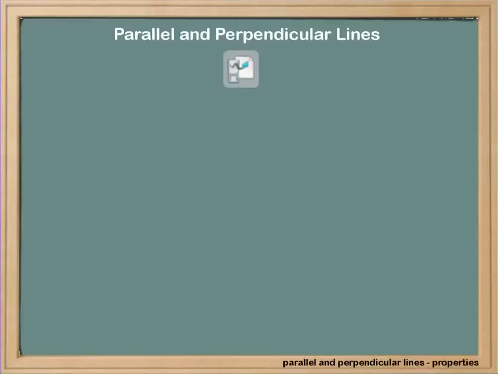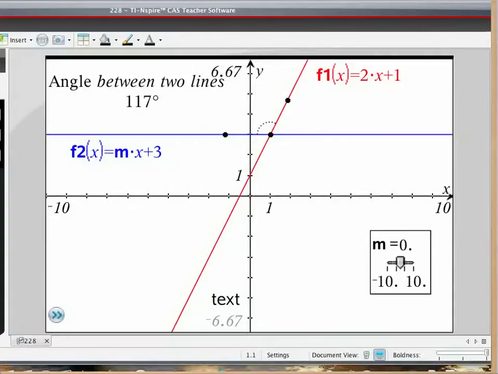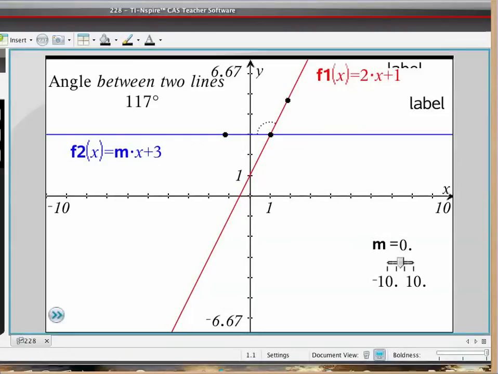The first thing we're going to do today with parallel and perpendicular lines is look at a graphing calculator activity to help us understand exactly what it means. In the picture on your screen, what you're going to notice is we have a red line and a blue line. The equation of the red line is 2x plus 1. The equation of the blue line is a more generic mx plus 3. So we've got a y-intercept of 3, but an m value that we're going to play around with.